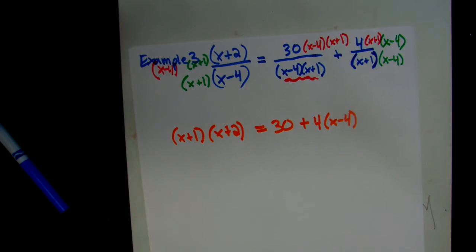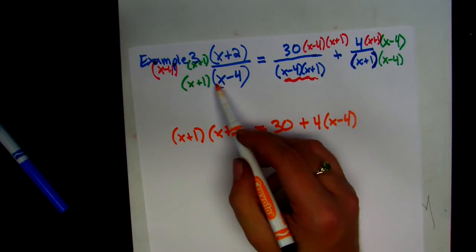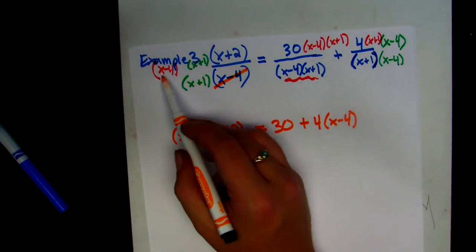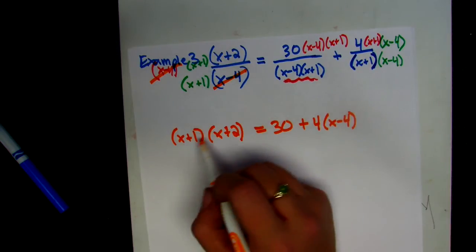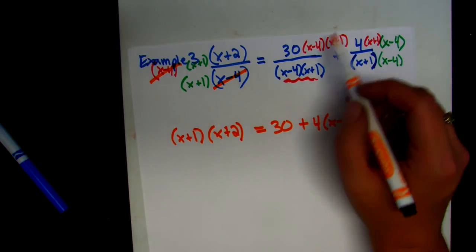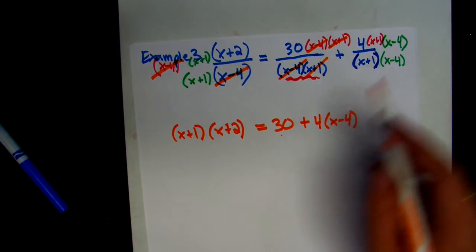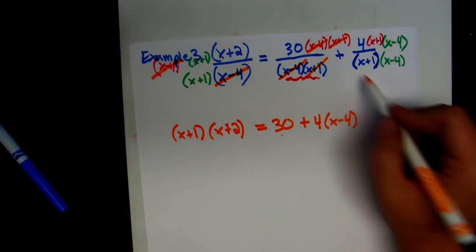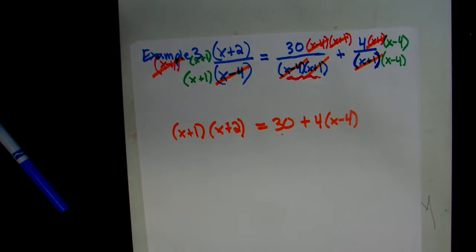Okay, so the reason why is because we had this x plus 2. This x minus 4 canceled this x minus 4, but we still had this x plus 1, so it had to be multiplied here. Over here, everything canceled, so we just have the 30. Over here, the only thing canceled was the x plus 1, which means that we had to multiply by an x minus 4.